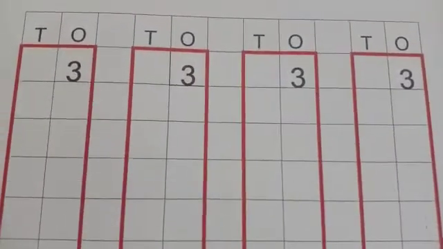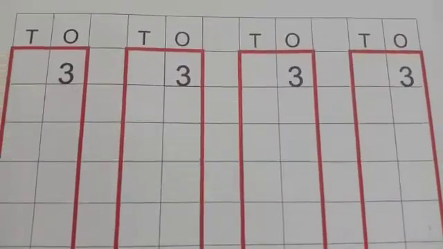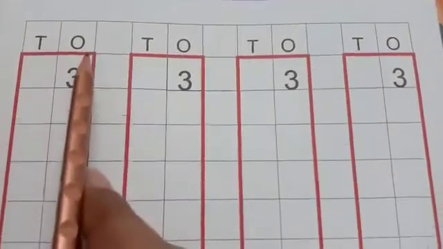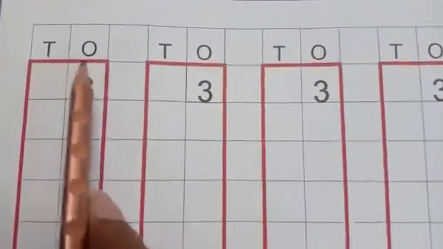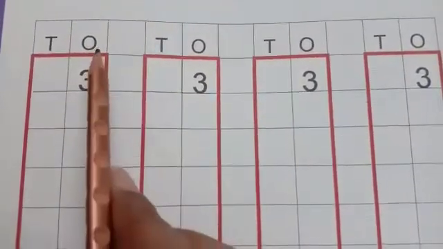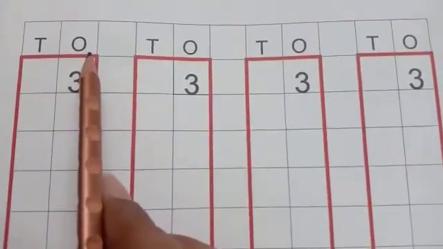Children, today we will write number 3 on page number 49. Here T is written and O is written. T means tens, O means ones, and number 3 is a single digit number. So we will write number 3 below O.